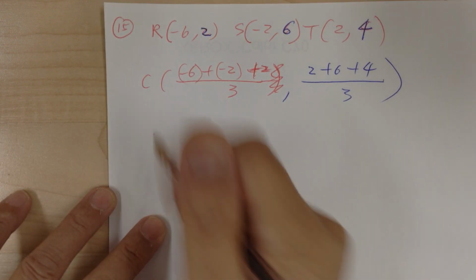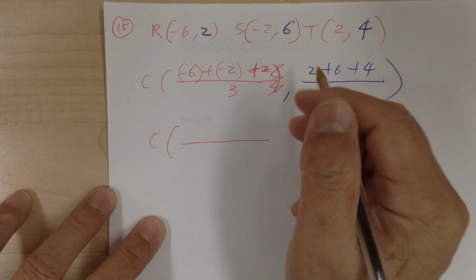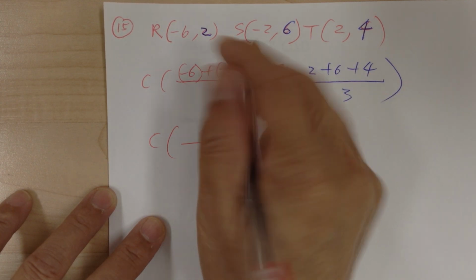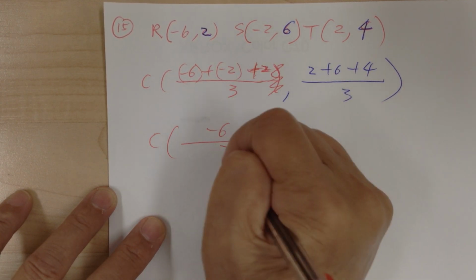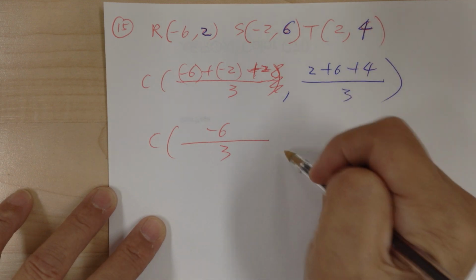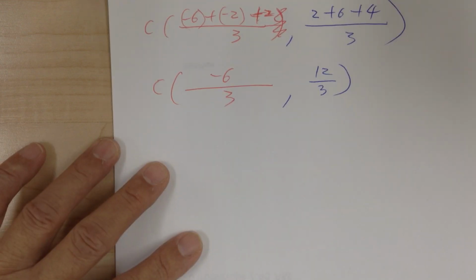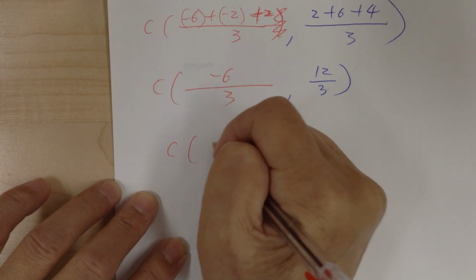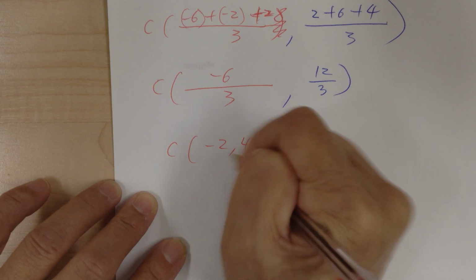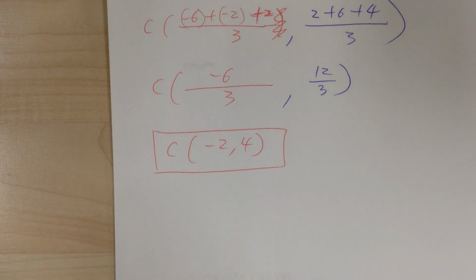So the centroid is going to be at, after canceling out, -6 over 3, and for this one you're going to get 12 over 3. Then you simplify. So the centroid is going to be at -2, 4. Again, super easy if you know the trick.